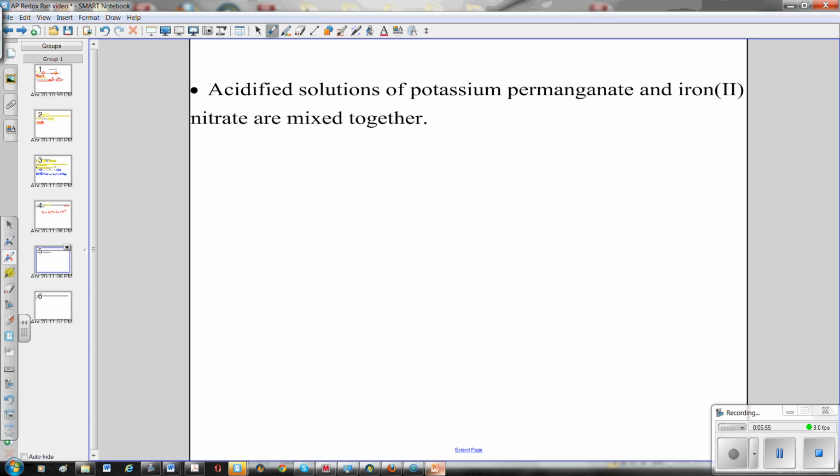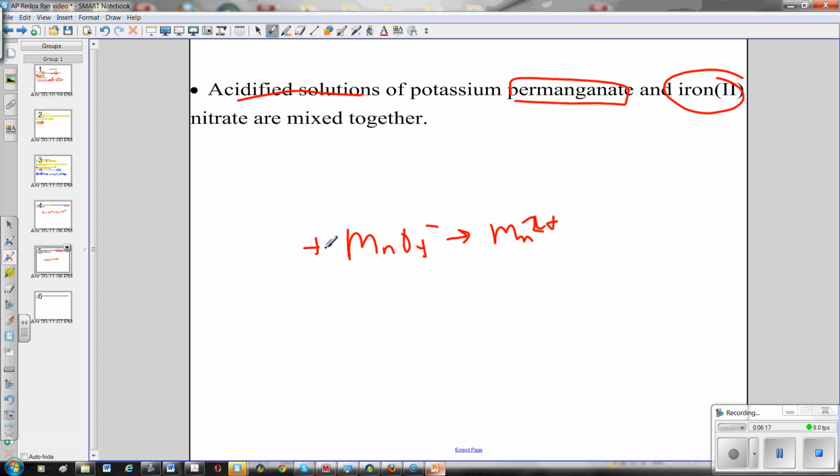Next one. Acidified solution. They mentioned potassium permanganate. So the first thing I'm going to do is write MnO4- arrow Mn2+. It's an ugly 2, but there we go. That's the first step. There's my reduction. Well, my oxidation, I'm going to take iron. So I'm going to say iron 2+. The only other charge for iron is going to be iron 3+.